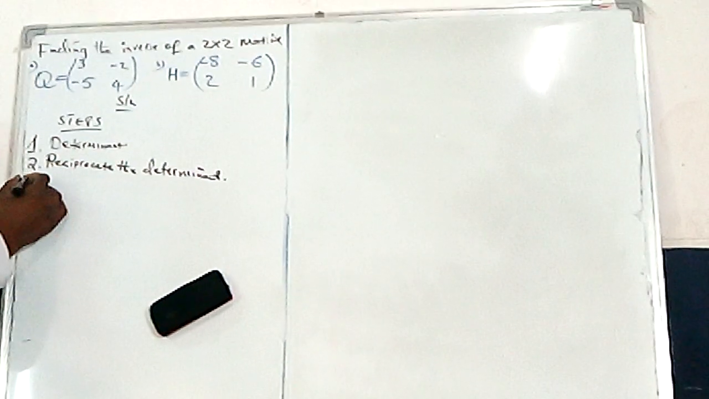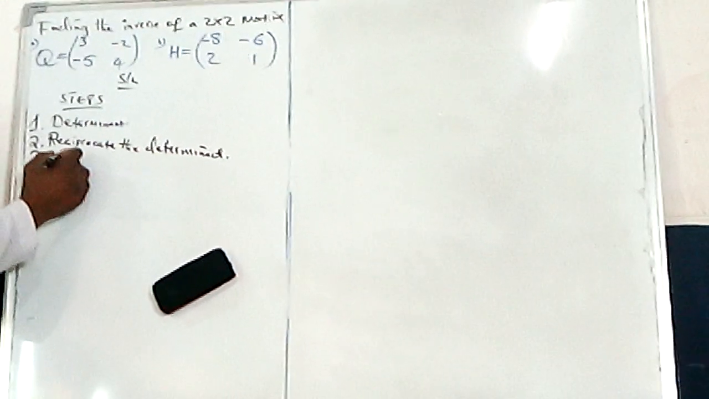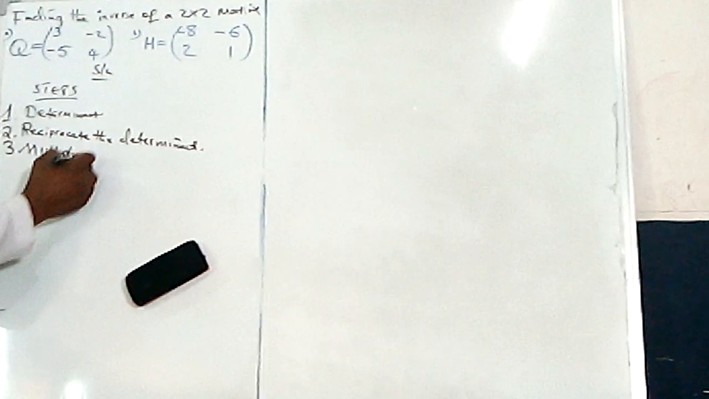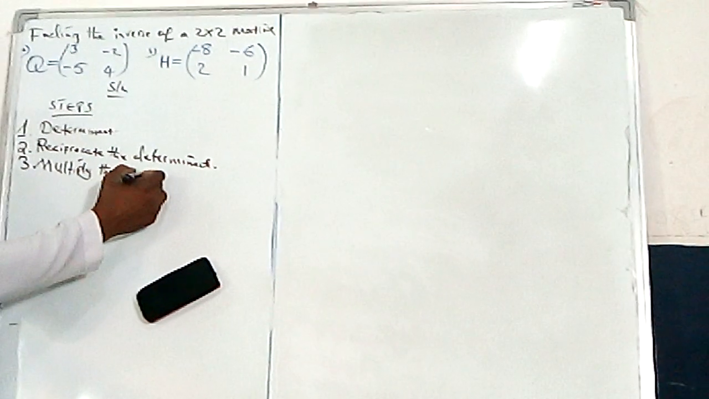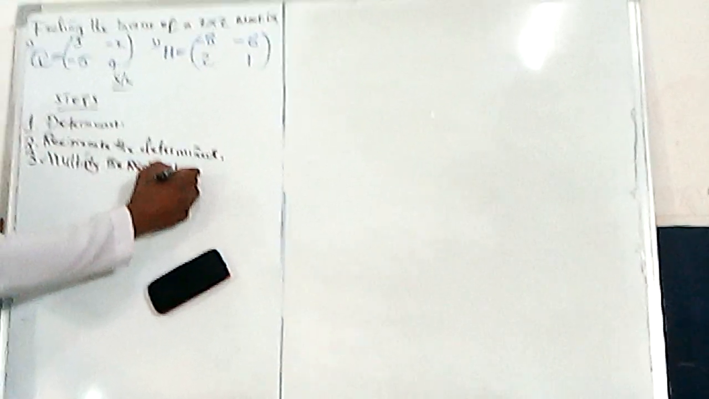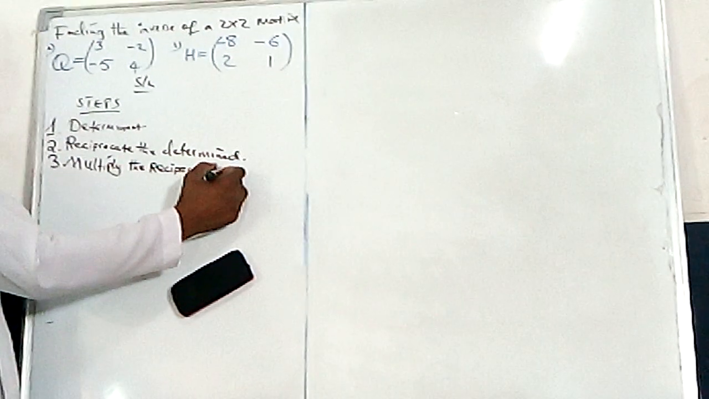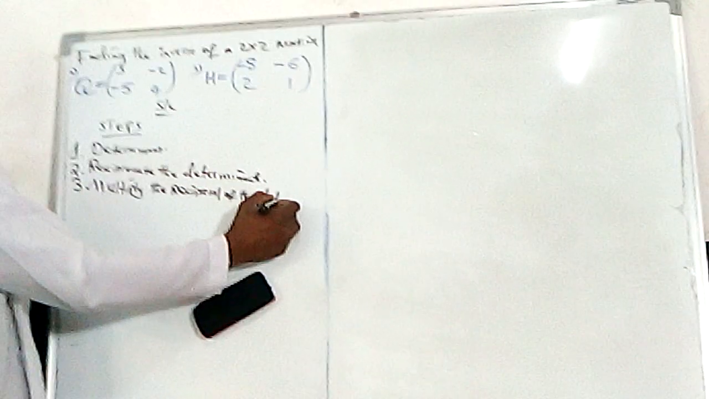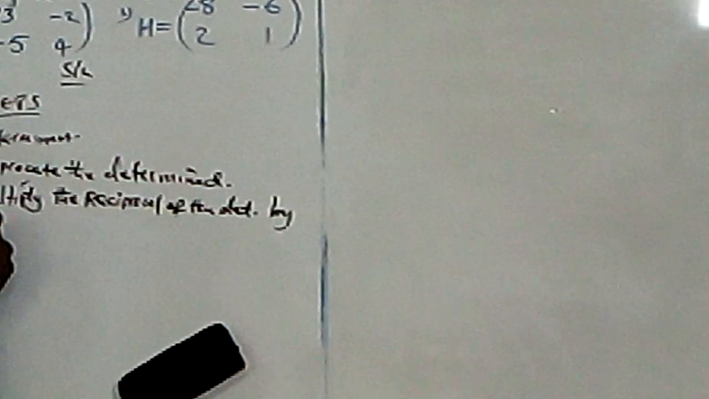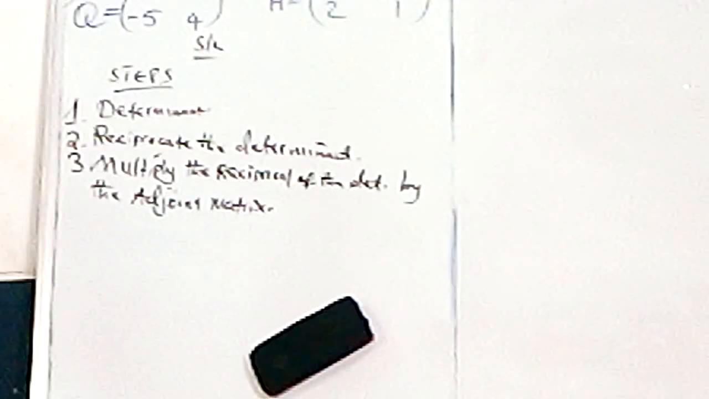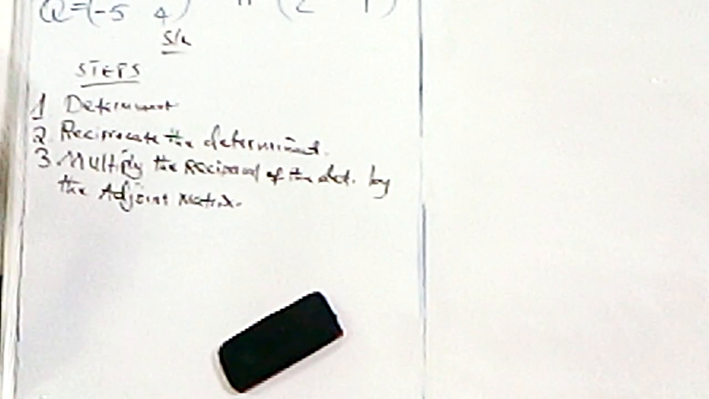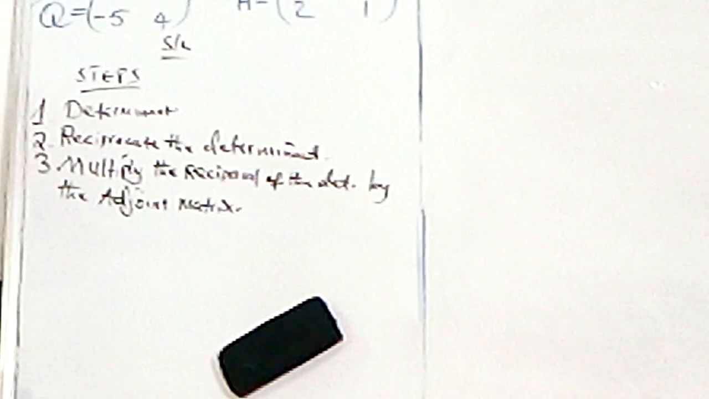And the third one, we're going to multiply the reciprocal of the determinant by the adjoint matrix. Very important. Then the inverse of the matrix will have been found. Let's get started.